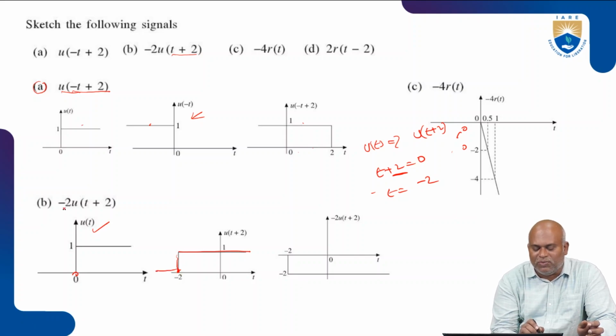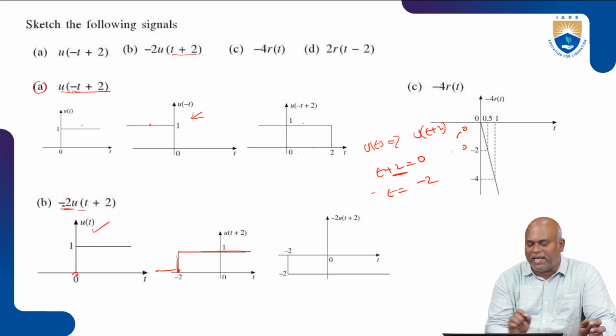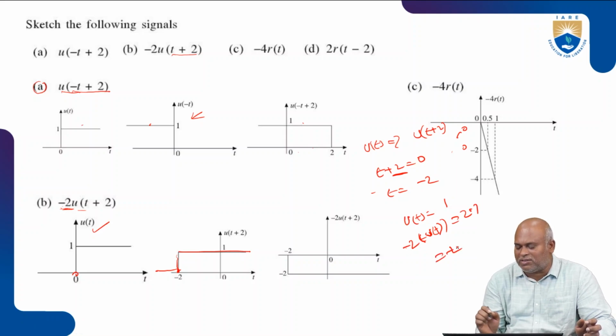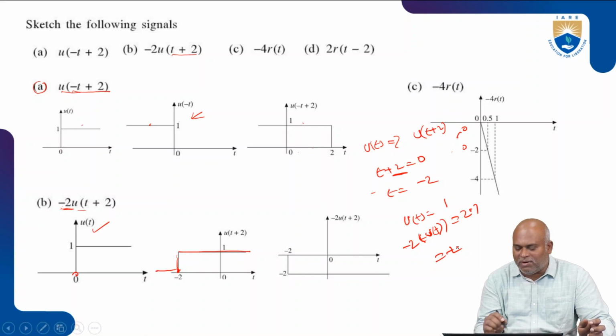Next, we need to do the scaling. The scale of the signal is minus 2. So u of t is represented as 1. Then 2 times u of t is represented as 2 times 1, which is equal to 2. So here it is represented as a minus, and this is also minus. That means what will happen?